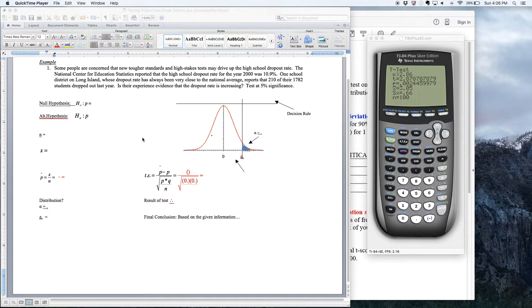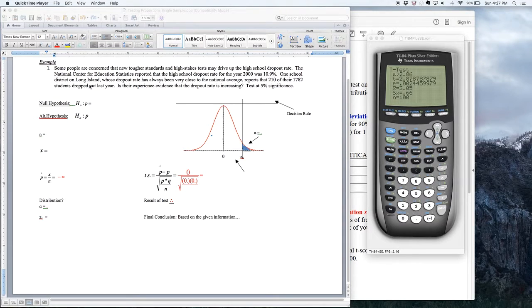It says, some people are concerned that new, tougher standards and high-stakes tests may drive up the high school dropout rate. The National Center for Educational Statistics reported that the high school dropout rate for the year 2000 was 10.9%. In other words, the population proportion of students who dropped out back in the year 2000 is 10.9%. Remember, when we write percentages, we drop the percent sign, which means the decimal point moves 2 places to the left. So we'll write this as 0.109.